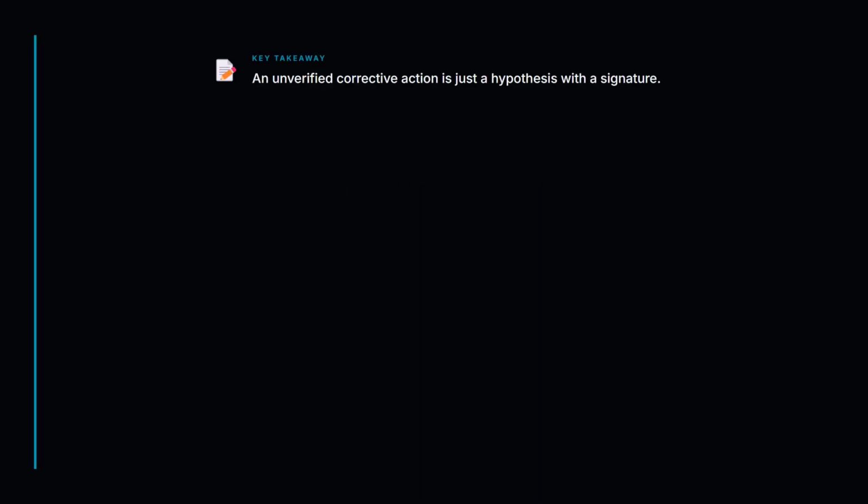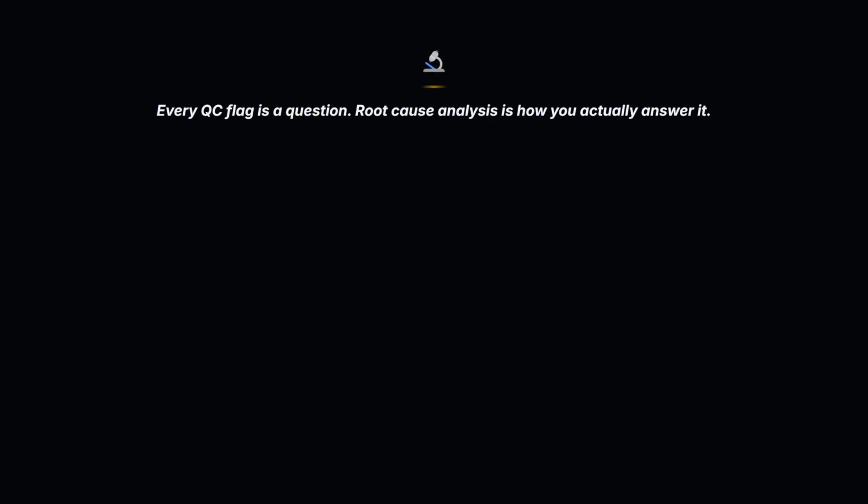Step back from any single case and the real point of this whole system comes into focus. Every QC flag your analyzer throws is a question your laboratory is being asked. 5 Why, Fishbone, and FMEA aren't paperwork. They're how you make sure you actually answer it instead of just making the flag go away.